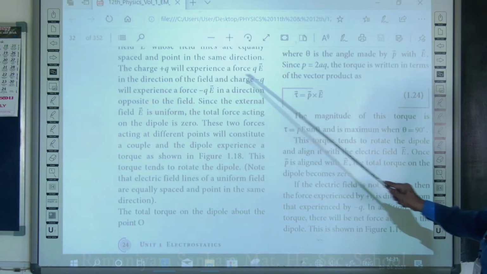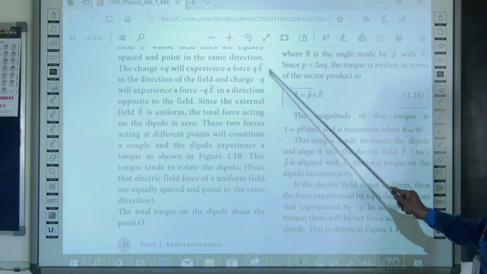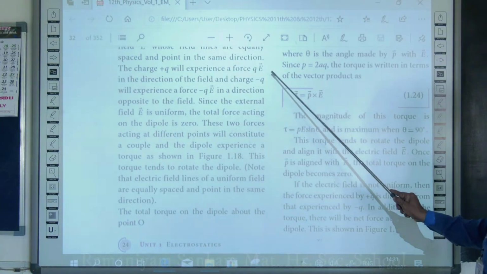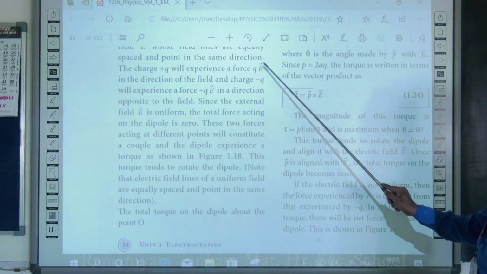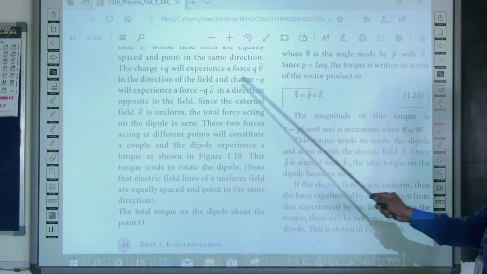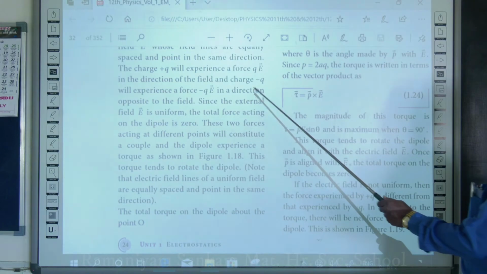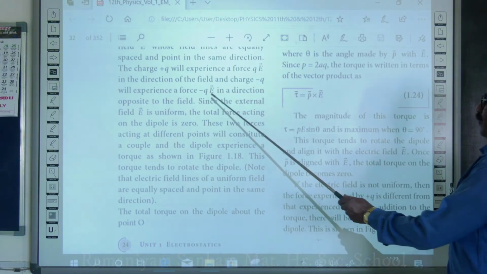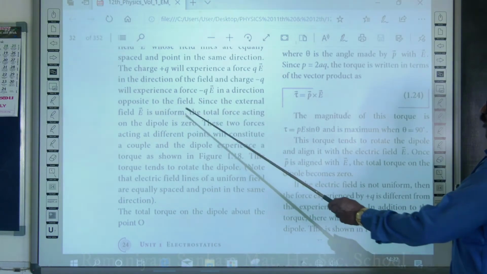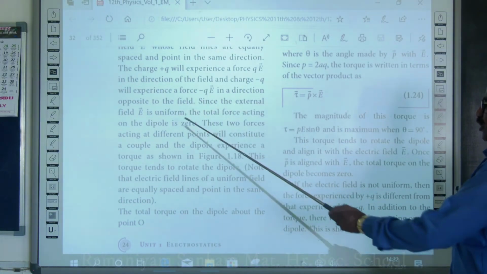The charge q will experience a force. From the formula we get E equal to F by q. Remember how you got E vector equal to F by q? So F equal to what? Cross multiply, qE in the direction of the field. If the charge is minus q, the same formula, minus qE in a direction opposite to the field, and since they are uniform, the total force will be 0.